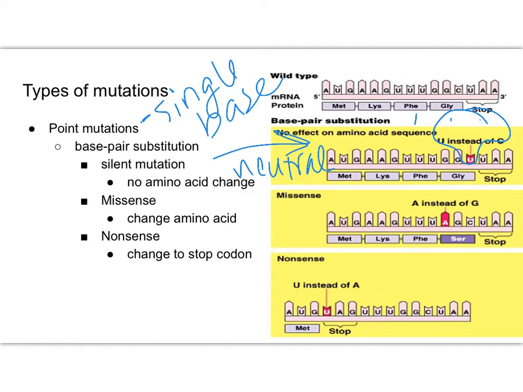My next option is what's called a missense mutation. A missense mutation changes the amino acid. I can see right here, I substituted an A for a G. I get serine instead of glycine. So it's just changing that one amino acid. This could be a good thing. It could be a bad thing. It could have no effect.